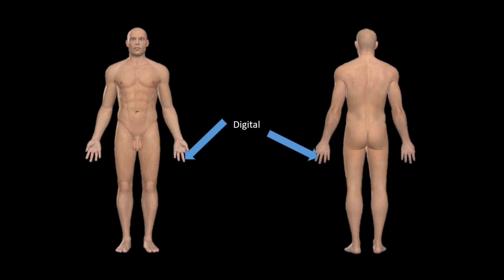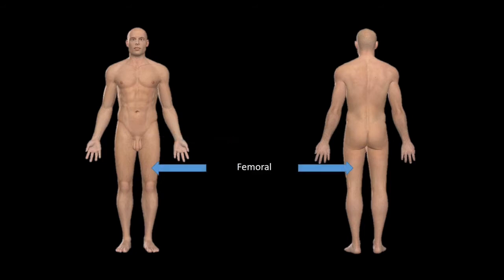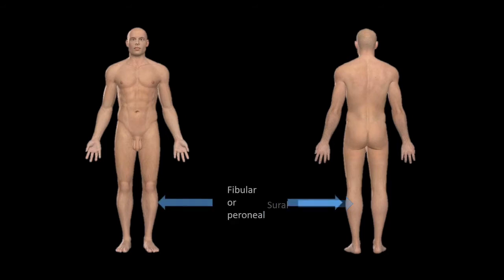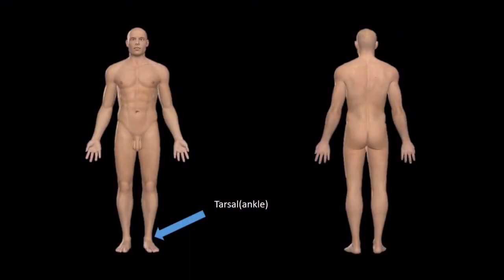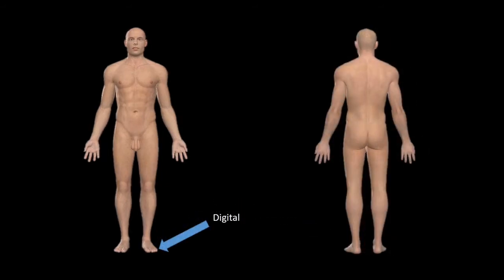For the lower limb region, there consists of coxal, which is hip, femoral, which is thigh, patella, popliteal, crural, which is the leg, sural, the calf, fibula or peroneal. And lastly, for the pedal region, which is the foot, it consists of tarsal, which is ankle, calcaneal, metatarsal, digital, plantar, and hallux.